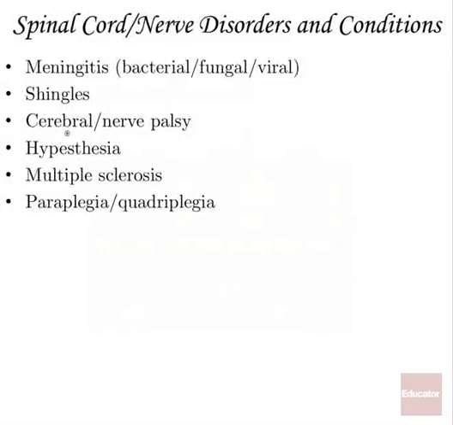And now for some spinal cord and nerve disorders and conditions. The first one, meningitis, I've mentioned that before, caused by bacteria, fungi, or viruses, has to do with infection and inflammation of the wrapping around the spinal cord and brain. Oftentimes it is fatal if you don't get rid of the bacteria, fungi, or virus that's causing it.